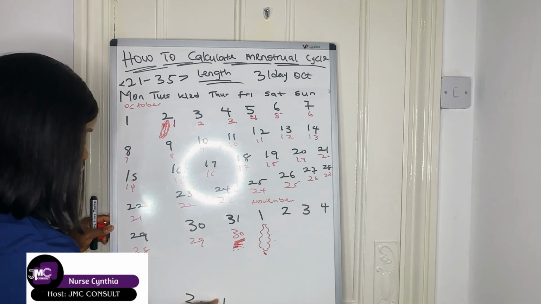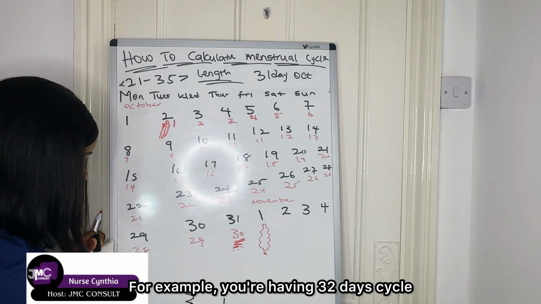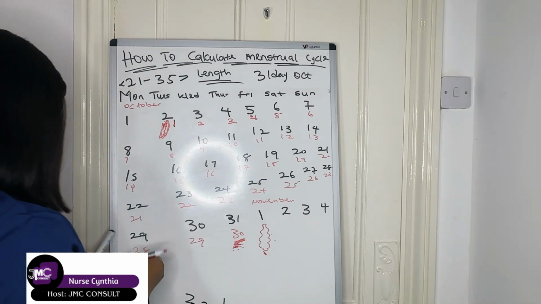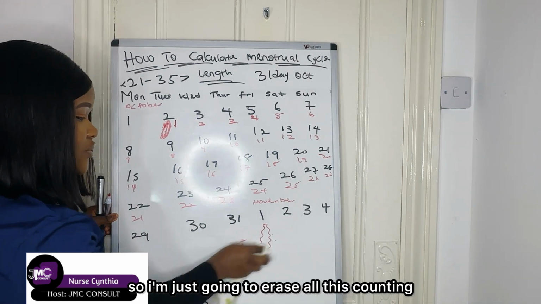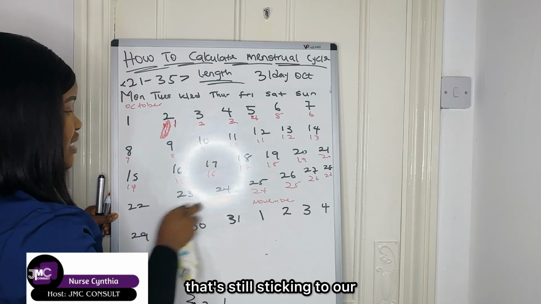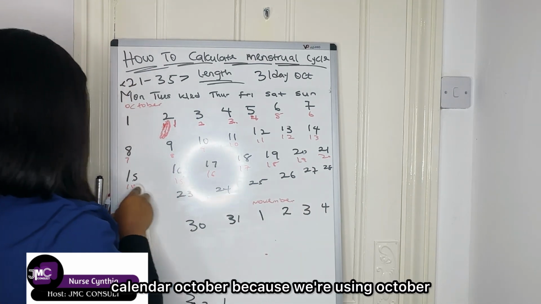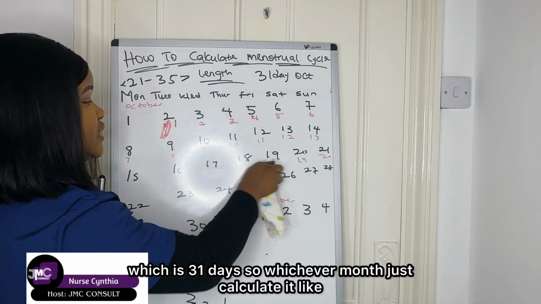Let me clean this one and write 32 here. For example, you are having a 32 days cycle. So I'm just going to erase all this counting that we did before. We are still sticking to our calendar, October, because we are using October as our illustration in this video, which is 31 days.